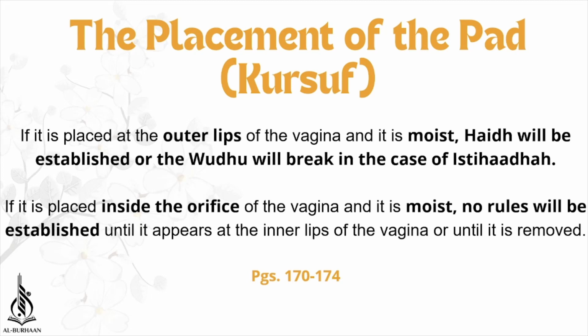Right. If it is placed at the outer lips of the vagina and it is moist, haze will be established or the wudu will break in the case of istihaadhah. So now when it appears and it appears on that pad, everything starts from there. The wudu will break, obviously, and retrospectively you'll count the haze from the time it appeared on the pad. If it is placed inside the orifice of the vagina and it is moist, no rules will be established until it appears at the inner lips of the vagina or until it is removed. So, for instance, if it was inserted, then even if it was moist, nothing will be established. Why? Because it did not appear at the inner lips of the farj. So, it must appear.